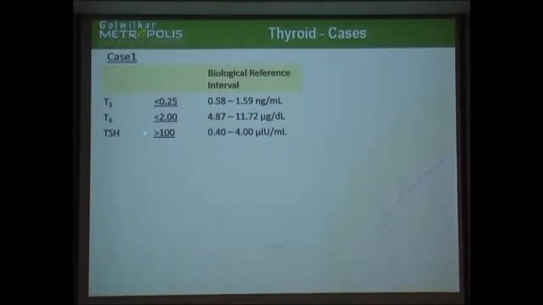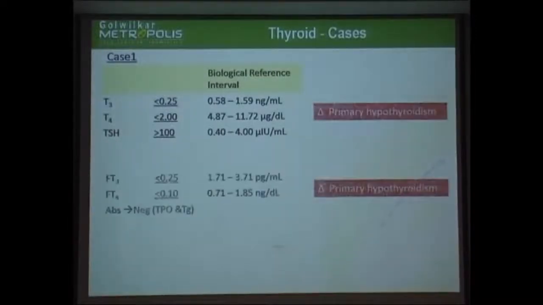The first case here is that the T3 and T4 values are on a lower side and the TSH is much elevated. I suppose the diagnosis will be pretty much evident. Right. So the diagnosis is primary hypothyroidism. In such cases, the free T3 or free T4 levels also would be on a lower side.